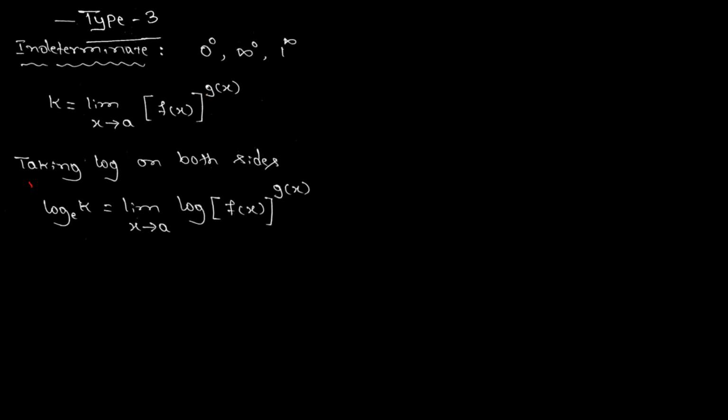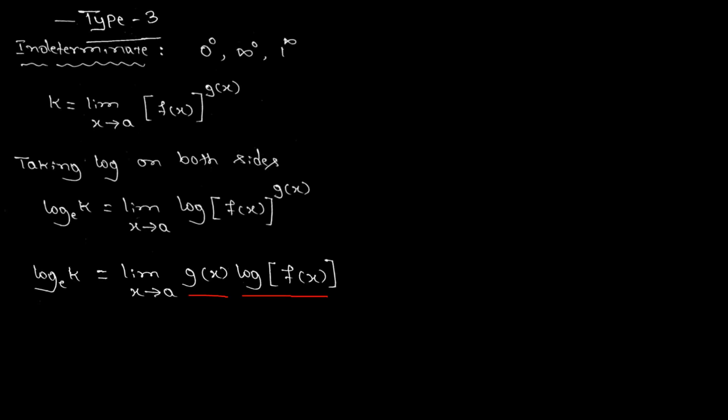As we are saying, taking log on both sides, we have applied log here as well as log here. Then by using the logarithmic property, this g of x will come as a multiplier here. Yes, we have got log k is equal to limit as x is tending to a, g of x into log of f of x.